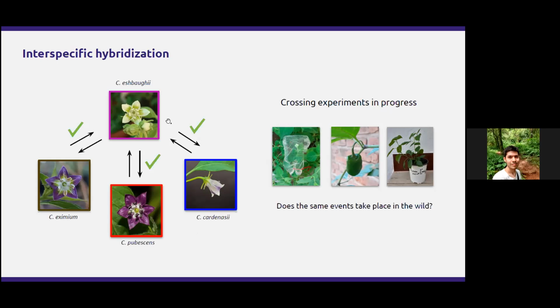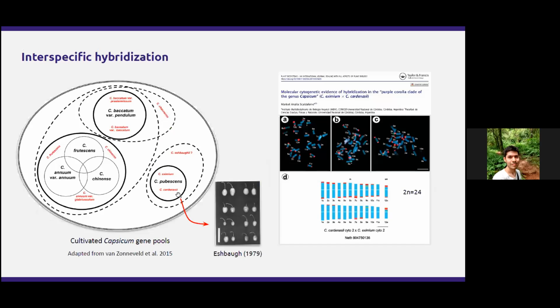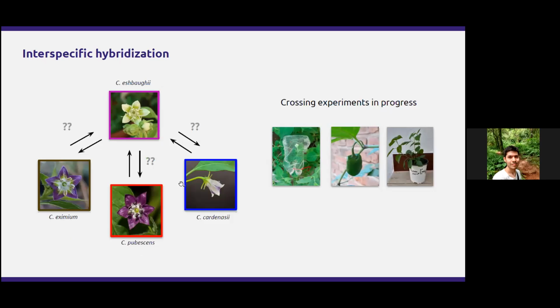Effectively, we have found that successful reciprocal crosses are possible. The seeds obtained, for example, here are viable, and we currently have some of them in cultivation. So this result suggests that Capsicum eshbaughii would have to be added to the pubescens gene pool. To this gene pool, Capsicum pubescens, Capsicum eshbaughii can be placed here.